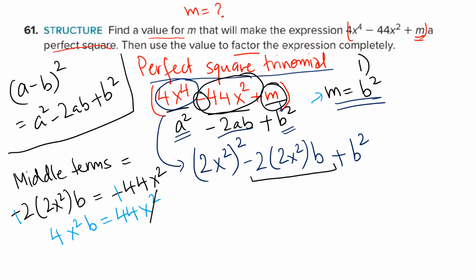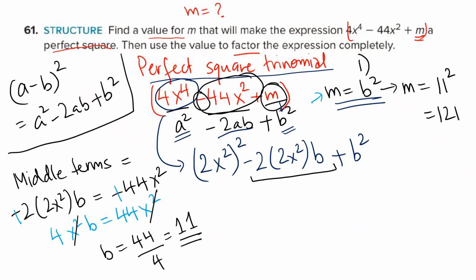Yes, you're right. X square cancels. How much is b? 44 divided by 4. It is 11. And if the value of b is 11, how much will be your m? 11 square, which is 121. And not to forget that 121 is a perfect square.